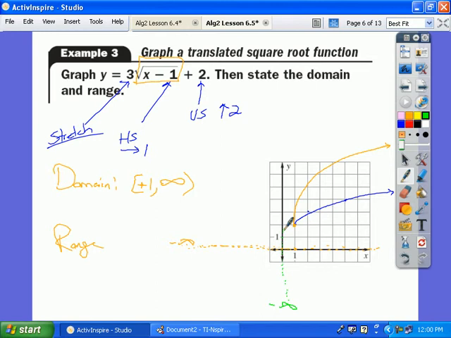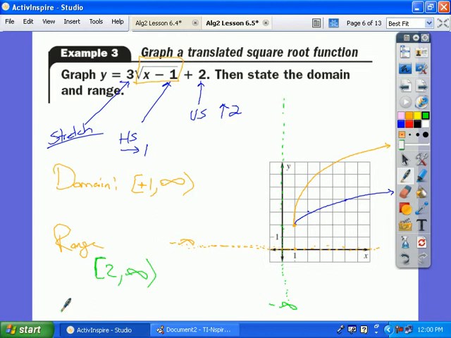And where does it end? Well, as I keep going up and up and up, the graph is going to also keep going up and up. So the range values go from 2 to infinity. So domain concerns itself with the x's, range concerns itself with the y's, and that is how we answer those questions.